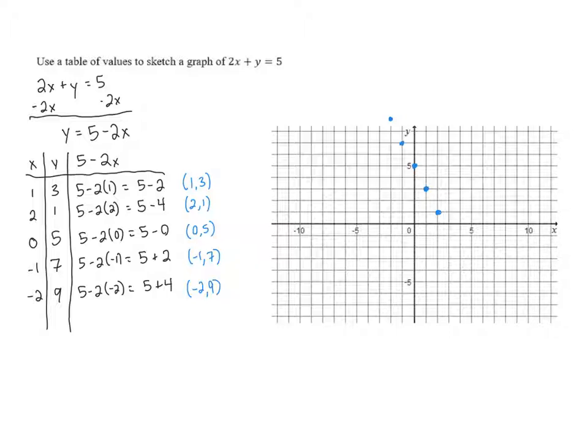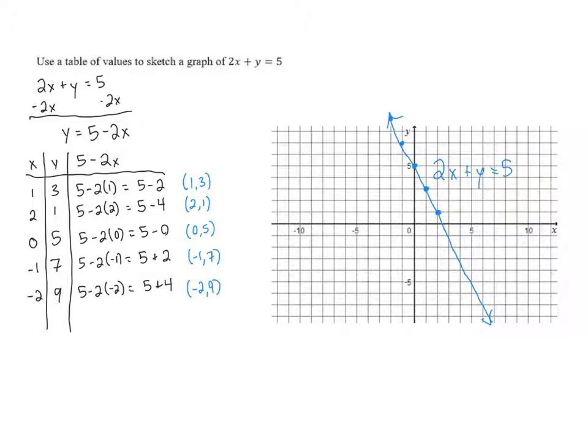Generally, we want as many points as possible to plot so that we can have a really accurate graph. So if we only had 2 or 3 points, I would probably find another one. And we could do that by picking another value in our table of values. But at this point, I think we have enough. They are all on the same straight line, so that tells us we're probably doing things correctly. And so we sketch the line, and we label this with the original equation, 2x plus y equals 5.